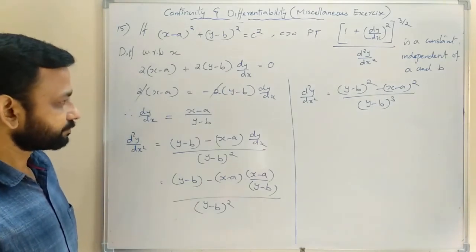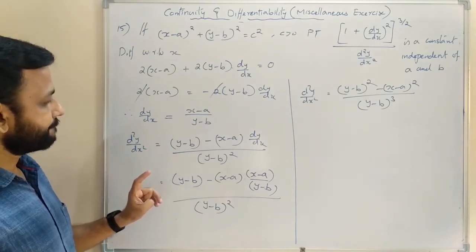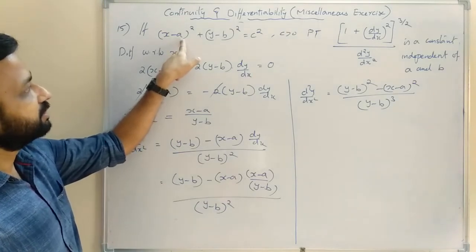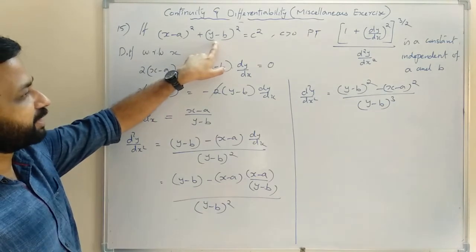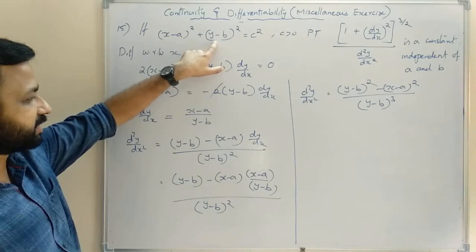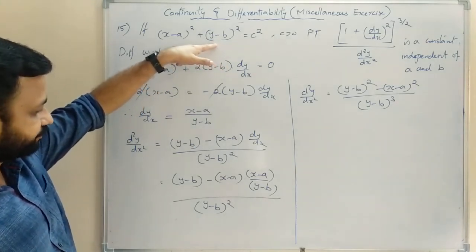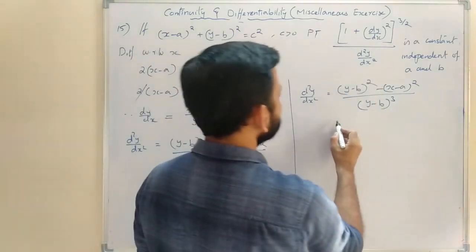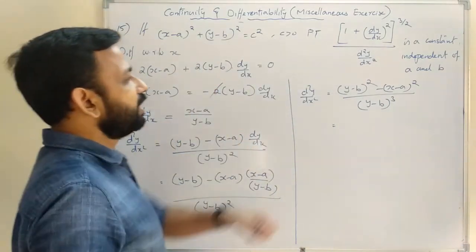Then here, (x minus a) whole square plus (y minus b) whole square. So we need to check it properly. d square y by dx square is okay. This one can be (y minus b) whole square plus (x minus a) whole square. This is (y minus b) raised to the power 3, okay.